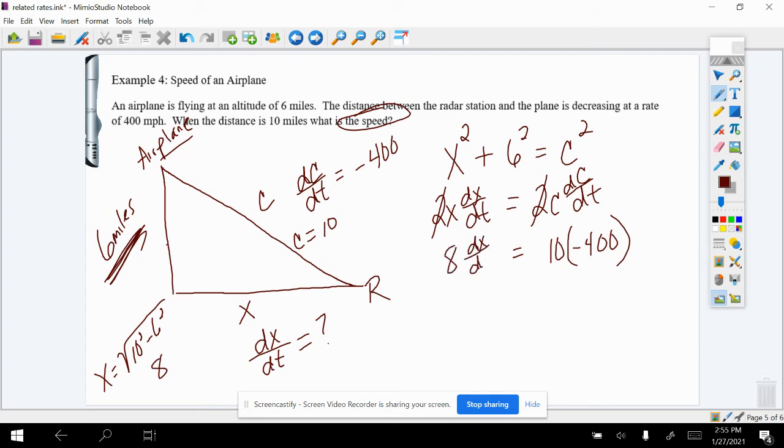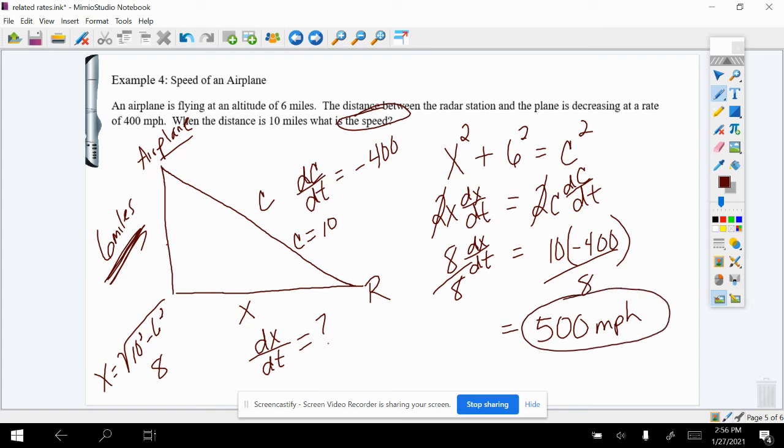And I am looking for dx/dt because I'm looking for the speed, which is going to be the change in the horizontal length. I'm going to divide both sides by 8. And I'm going to grab a calculator just to make life easier. So 400 times 10 divided by 8, I get 500. Now the negative, when we talk about speed, and this is kind of a physics conversation, speed doesn't have a sign. So you do not have to put the negative. You will just put 500. And we are talking speed, so we are in miles per hour. So that is how fast the plane is moving.